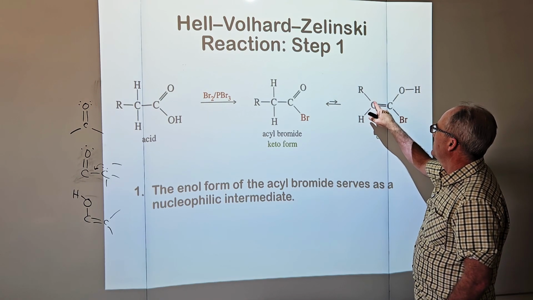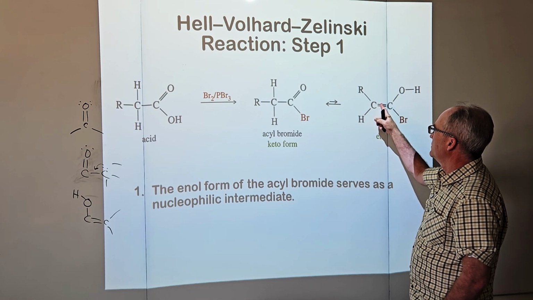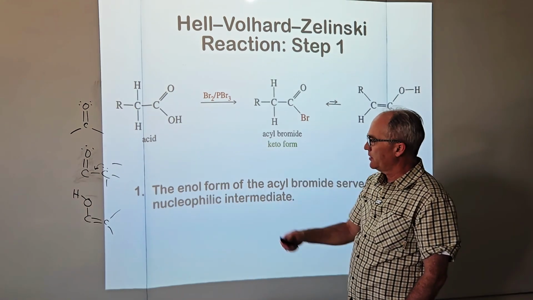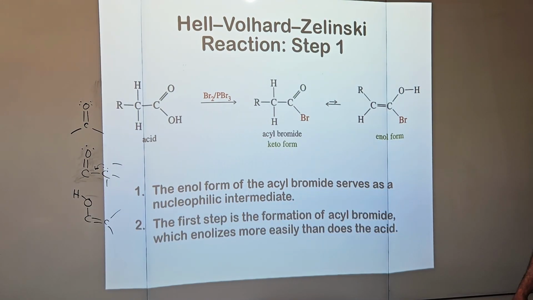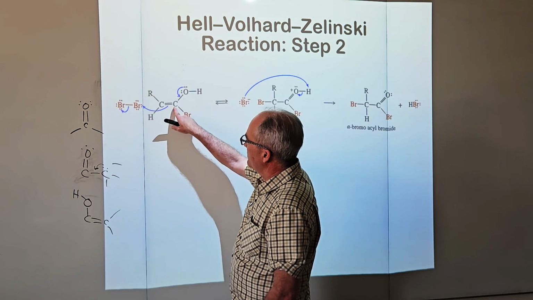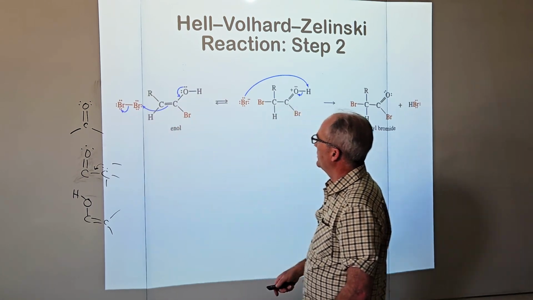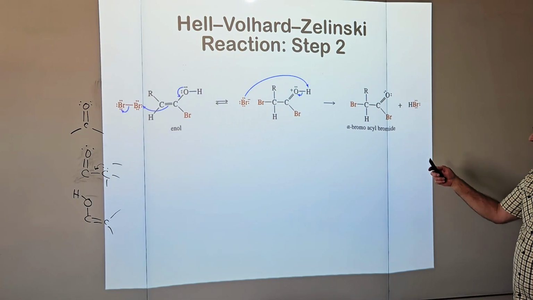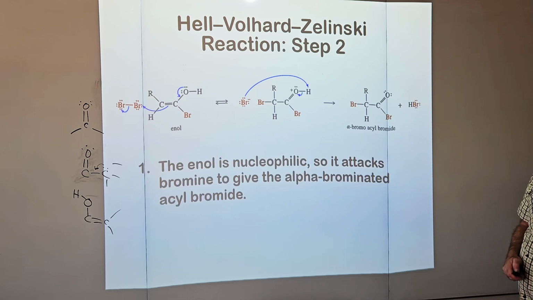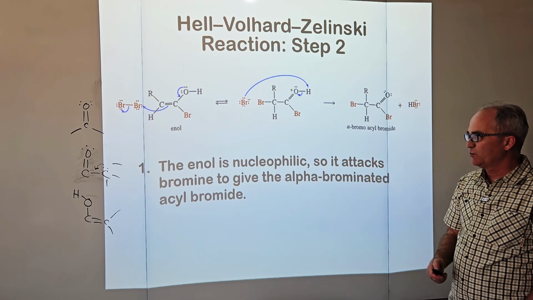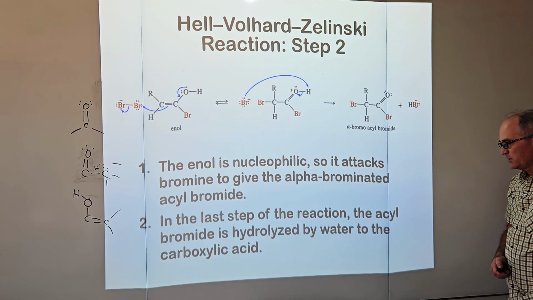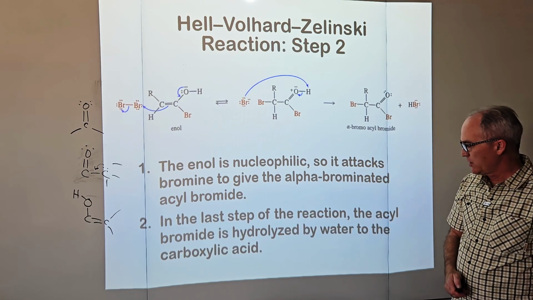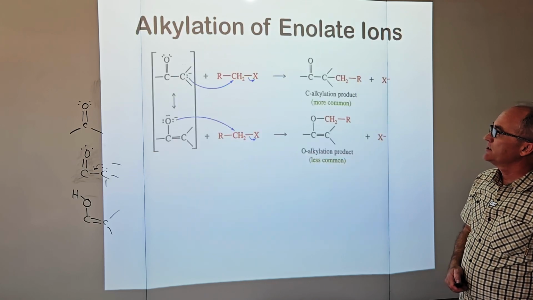So if we want, we can imagine a lone pair of electrons, or we can just imagine this grabbing the halide. The first step is the formation of acyl bromide, which enolizes more readily than does the acid. And once we have the enol form, it grabs the halide, creates a bromide that grabs the hydrogen, and now we have our alpha-bromoacyl bromide. The enol is nucleophilic, so it attacks bromine to give the alpha-brominated acyl bromide. In the last step of the reaction, the acyl bromide is hydrolyzed by water to give the carboxylic acid.